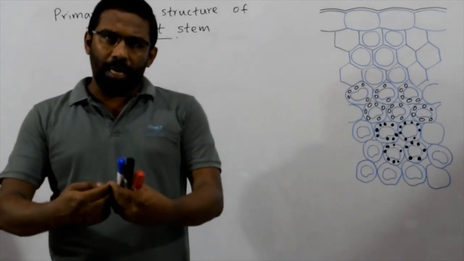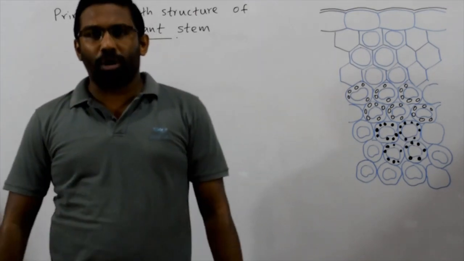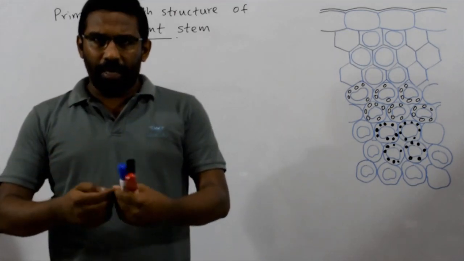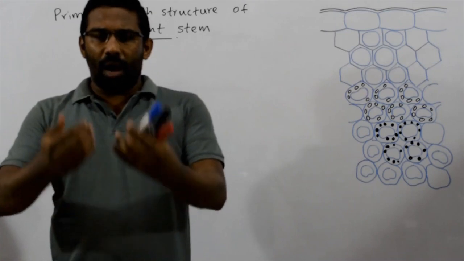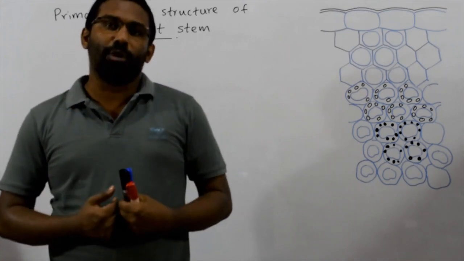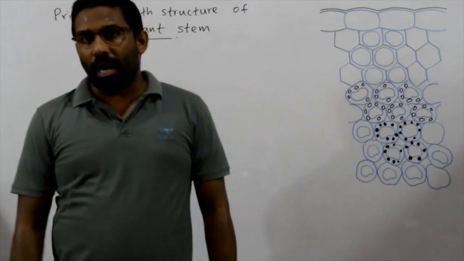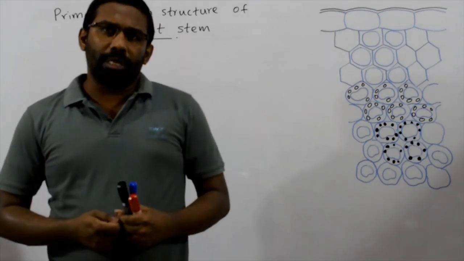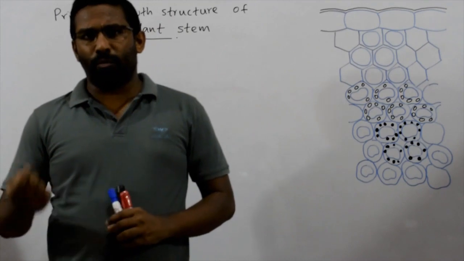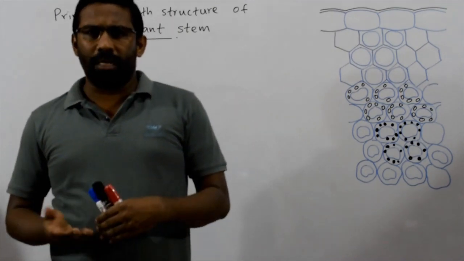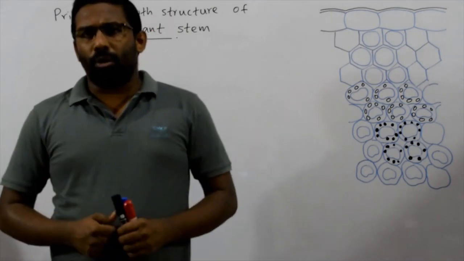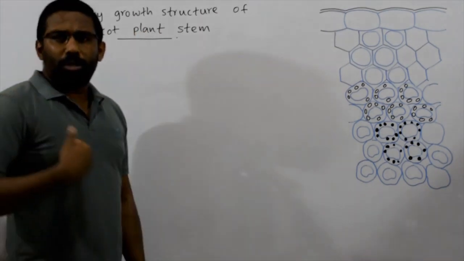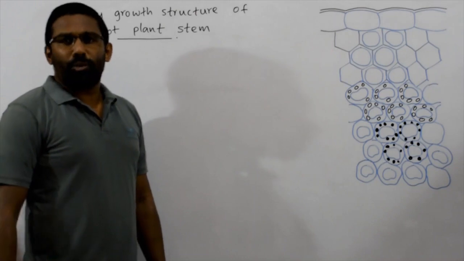Those initials continuously divide by mitosis and add new cells to the plant. Those new cells are pushed downwards to the zone of elongation, where cells are elongated. Then those elongated cells are pushed downwards to the zone of maturation, where cells are differentiated. So permanent tissue cells like cells of xylem, phloem, parenchyma cells, and collenchyma cells are all produced in the zone of maturation. Then below the zone of maturation, it has the permanent tissue region.